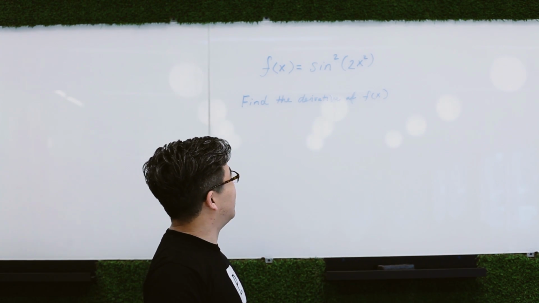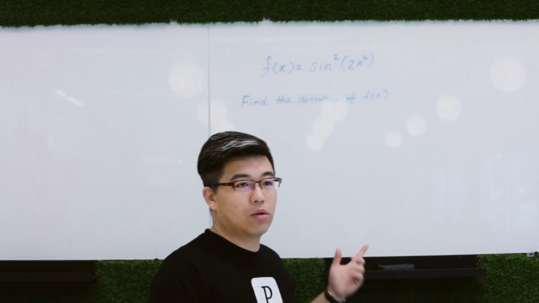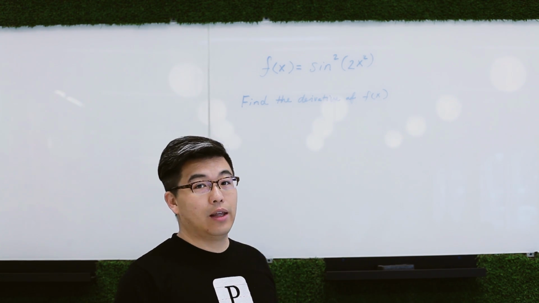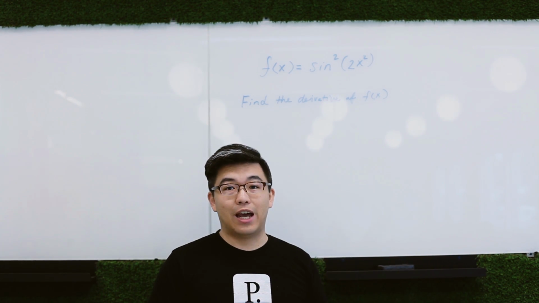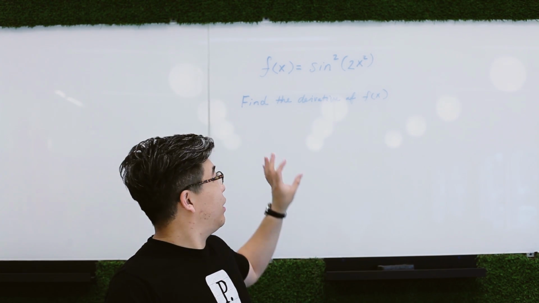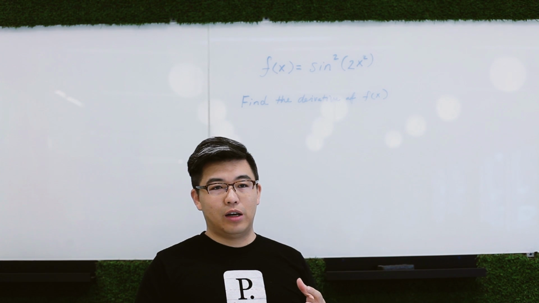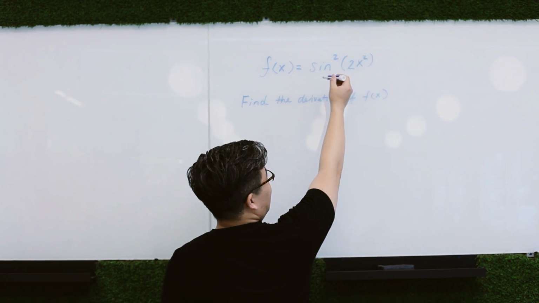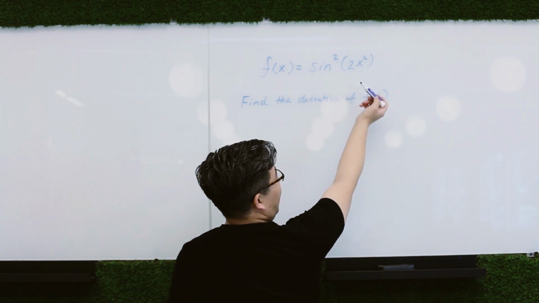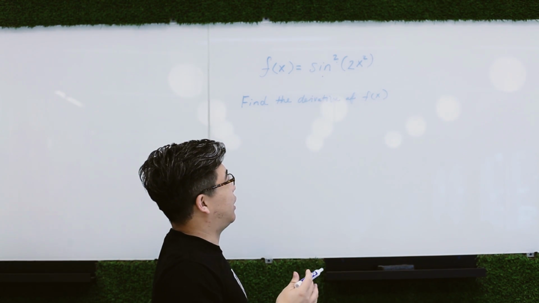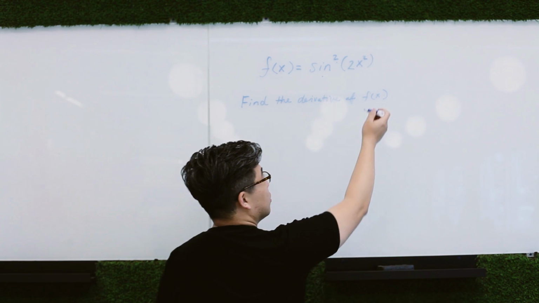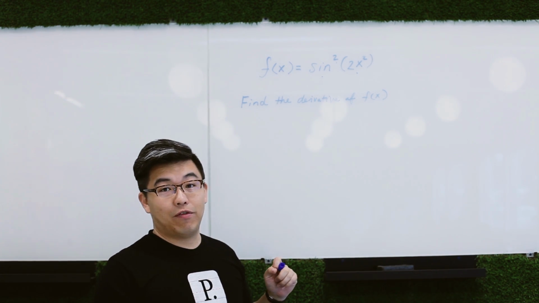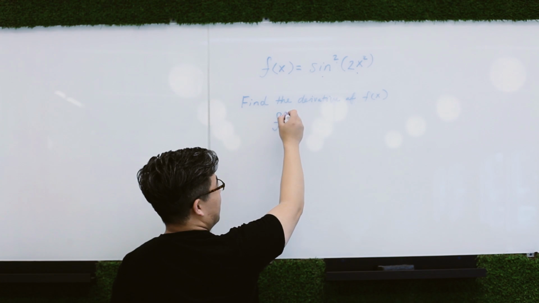Today we have a calculus problem. The question is f of x equals sine squared of 2x squared, and our goal is to find the derivative of the function. This is a fairly complex function, at least it has 3 levels. It has an exponent component, a trigonometry function attached to it, and within the trig function it has a quadratic function. So when they ask you to find the derivative of f of x, what you're really trying to do is find f prime of x.